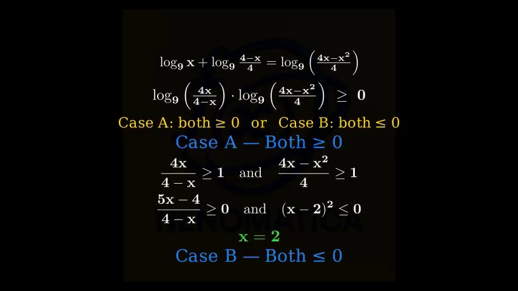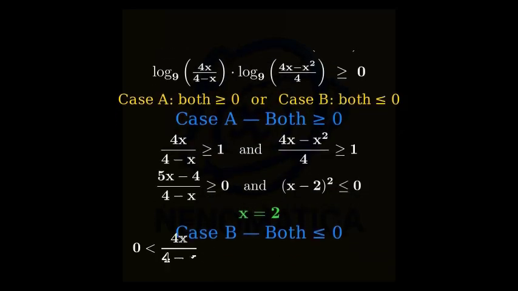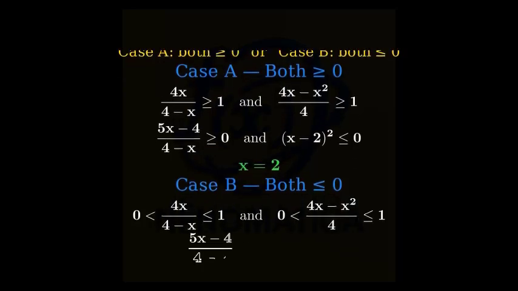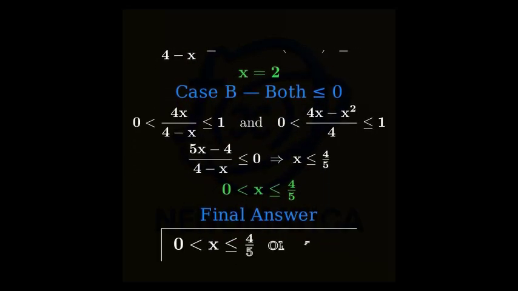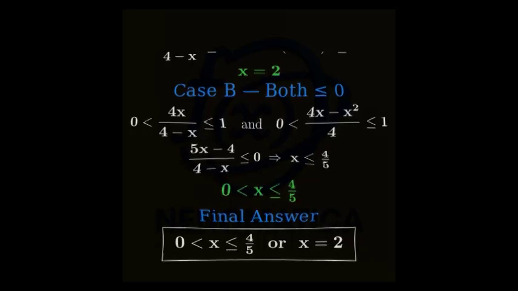With base 9 bigger than 1, that means each argument is between 0 and 1. The second condition is automatically satisfied on 0 to 4, while the first gives x less than or equal to 4/5. Finally, combine both cases under the domain. The solution set is from 0 to 4/5 inclusive, or x equals 2.